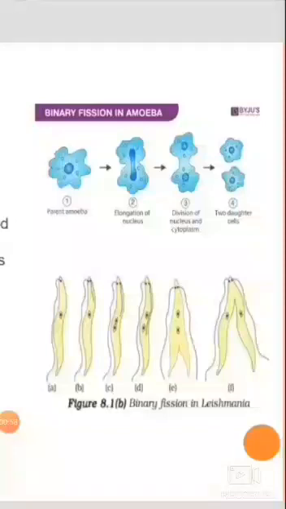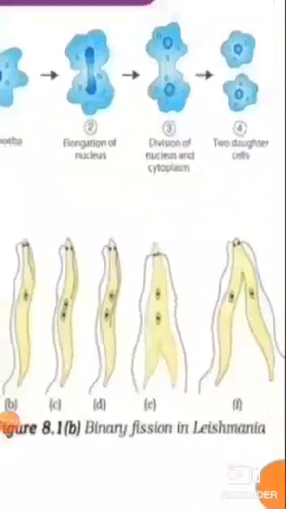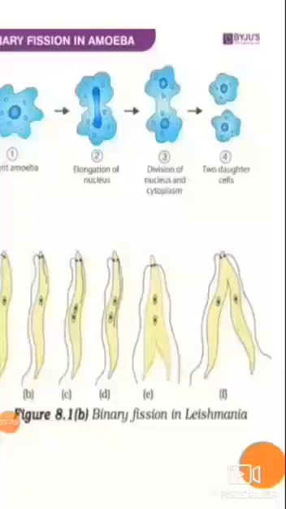Now we'll see binary fission in Leishmania. Leishmania is also a unicellular protozoan, but its body structure is different from amoeba. Look at the picture, what is there here. It is a spindle-shaped organism, consisting of a flagellum at one end. During this type of splitting, binary fission takes place longitudinally so that the organism divides into two parts and each part develops into a new individual.